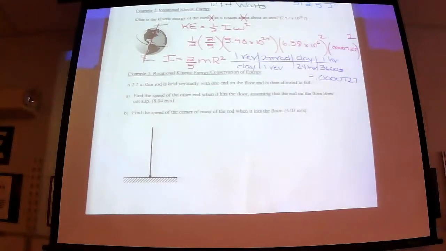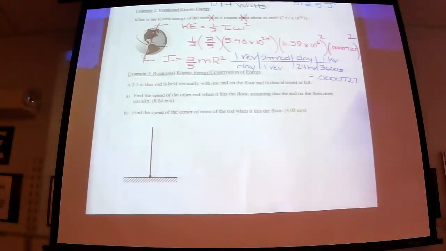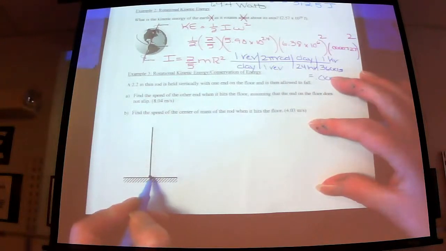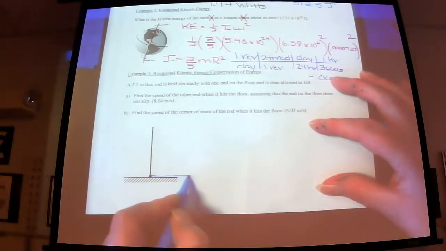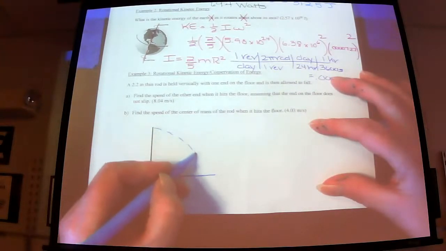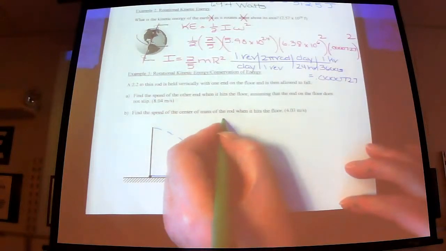All right, so first of all, you have to recognize when this is applicable. I have something tall and it's going to fall over. So to tell myself that it's going to fall over, I'm going to draw the stick falling over like this. And I'm going to go like this. I drew my stick a little too long. All right, so I have potential energy.